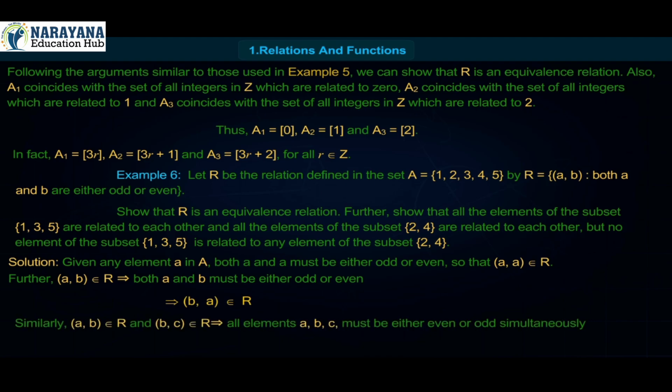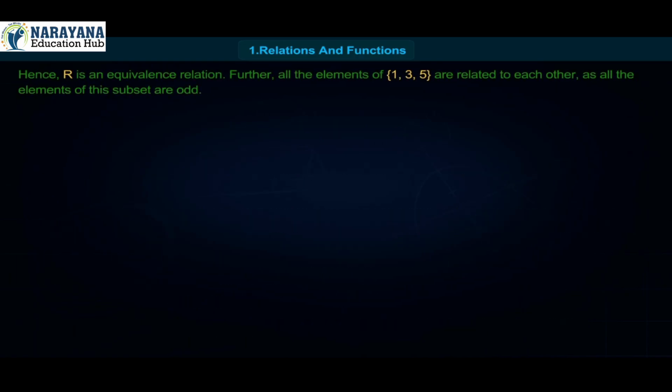Similarly, ordered pair (a, b) belongs to R and ordered pair (b, c) belongs to R implies that all elements a, b, c must be either even or odd simultaneously, implies that ordered pair (a, c) belongs to R. Hence, R is an equivalence relation.